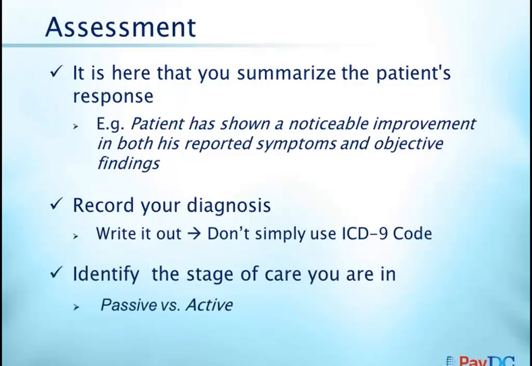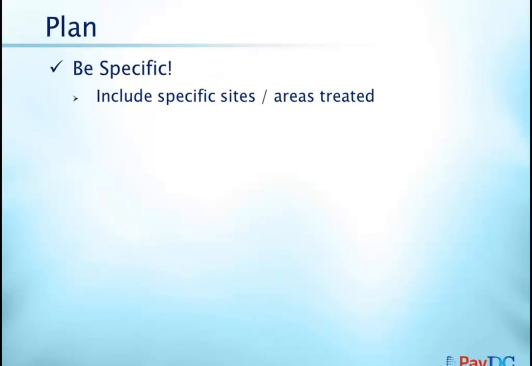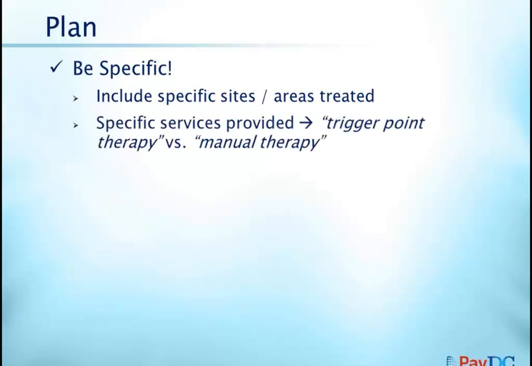And then, of course, identify what stage you're in, passive, active. If you're using Medicare, obviously, if you're going to use the AT modifier, active treatment, make sure to identify that for the carrier, or you can say acute or what have you. Be specific when it comes to the plan. Include specific sites and areas treated. And this is where your treatment plan can really save you a lot of time.